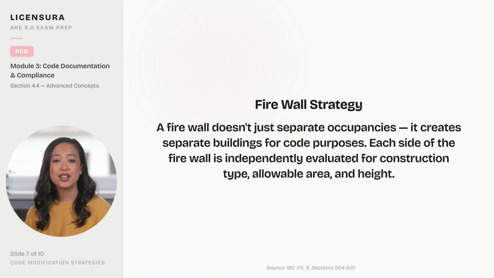A firewall doesn't just separate occupancies, it creates separate buildings for code purposes. Each side of the firewall is independently evaluated for construction type, allowable area, and height. This is the nuclear option for area problems. If your building is too big, put a firewall through it and treat each side as a separate building.